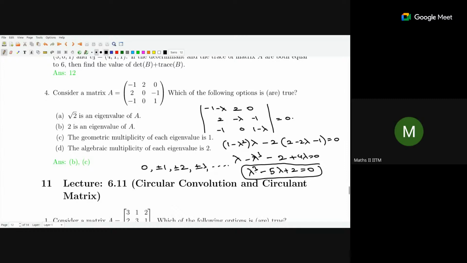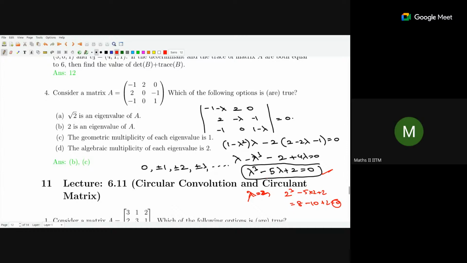Now if you start doing this trial and error method, we will be lucky at lambda equals 2. Right, when lambda is 2, you will get 2 cube minus 5 times 2 plus 2, which is 8 minus 10 plus 2, which is 0. So lambda equals 2 will satisfy this equation. So therefore, one value of lambda is 2.